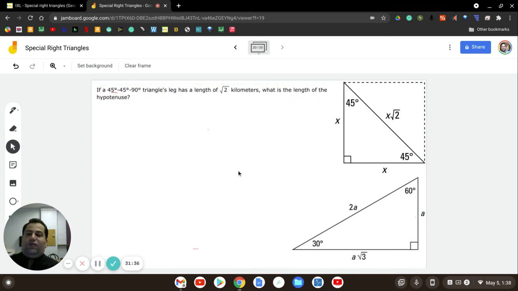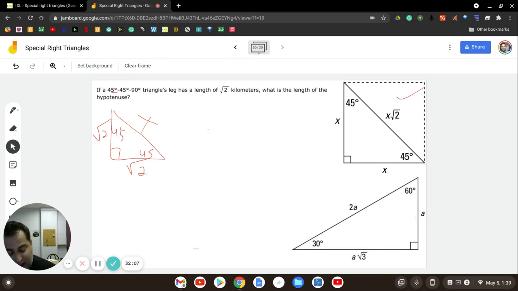All right, it says here 45, 45, 90 triangle. So I know that I'm dealing with this problem right here. It has a leg with a length of square root of 2. So when dealing with 45, 45, 90, we get an isosceles triangle, and the length of a leg is square root of 2. So I know the square root of 2 is going to be here. I know the square root of 2 is going to be here, right? What is the length of the hypotenuse?